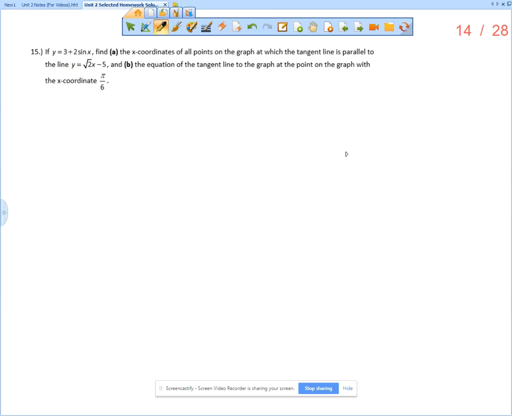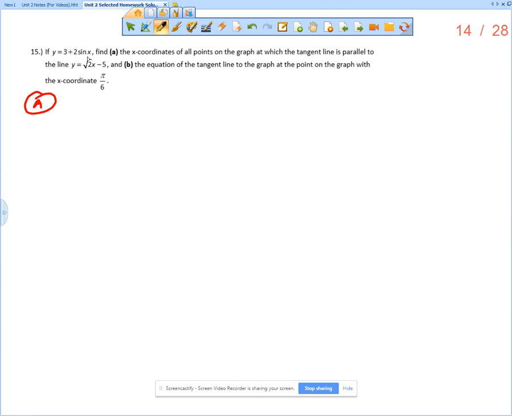This is the solution video for section 2.3, problem number 15. It says if y equals 3 plus 2 sine x, find a, the x coordinates of all points on the graph at which the tangent line is parallel to the line y equals root 2 x minus 5, and b, the equation of the tangent line to the graph at the point on the graph with the x coordinate pi over 6. All right, so part A.